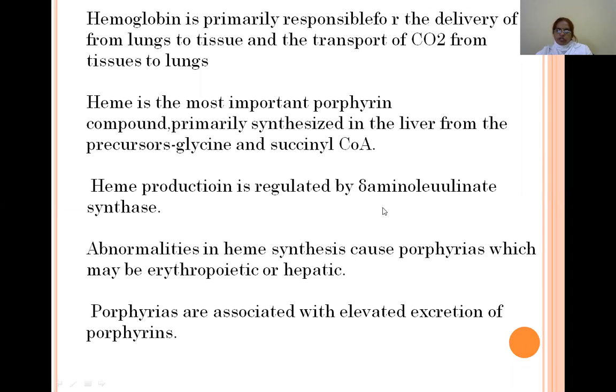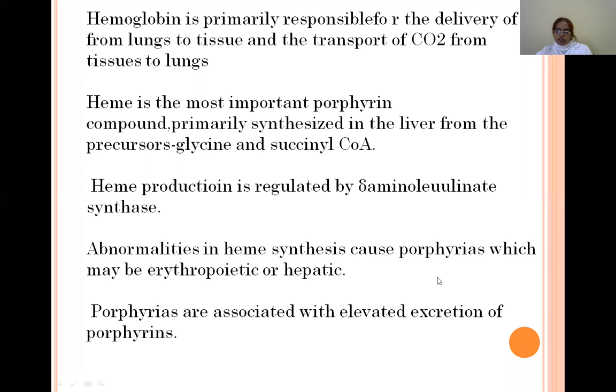Heme production is regulated by ALA synthase, that is delta aminolevulinate synthase. Abnormalities of heme synthesis cause the porphyrias. Porphyrin is different from porphyrias: porphyrias are abnormalities of heme synthesis.